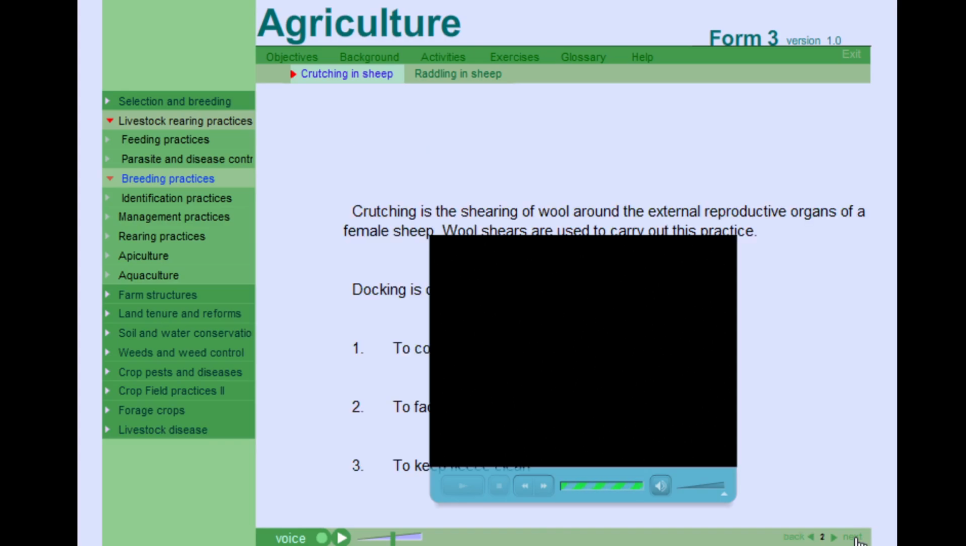Breeding practices. Crutching in sheep. Crutching is the shearing of wool around the external reproductive organs of a female sheep. Wool shears are used to carry out this practice. Crutching is done for the following reasons: to control blowfly infestation, to facilitate mating, and to keep fleece clean.